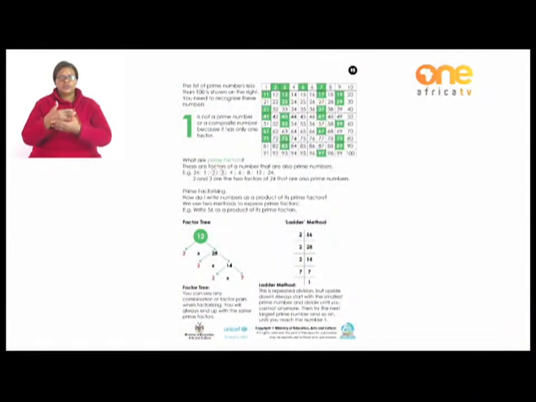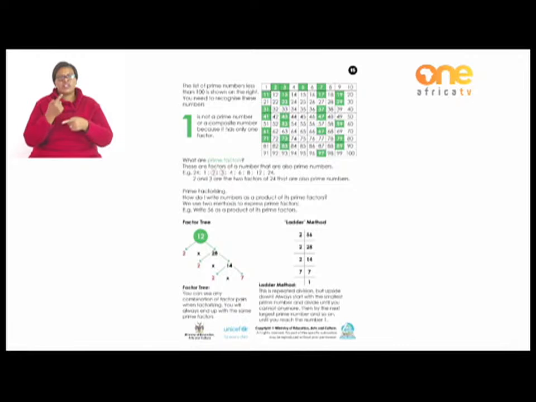On page 15, reading, the list of prime numbers less than 100 is shown on the right, which is on the table. If you look in the table, you can see the numbers. Some are in green, shaded. You need to recognize these numbers. First, you need to know that 1 is never a prime number and is never a composite number because it has only one factor, which is itself.